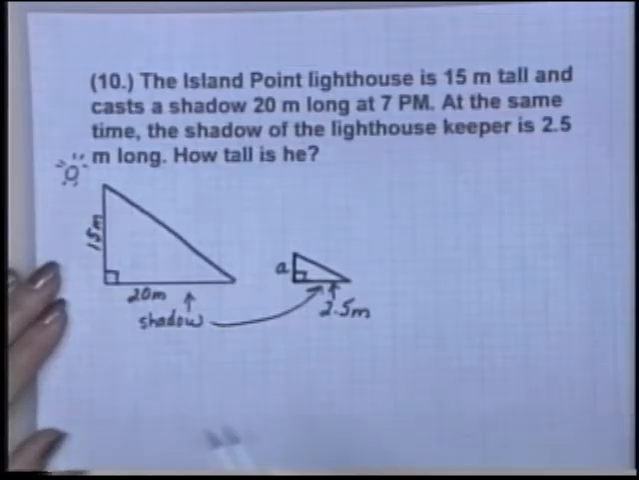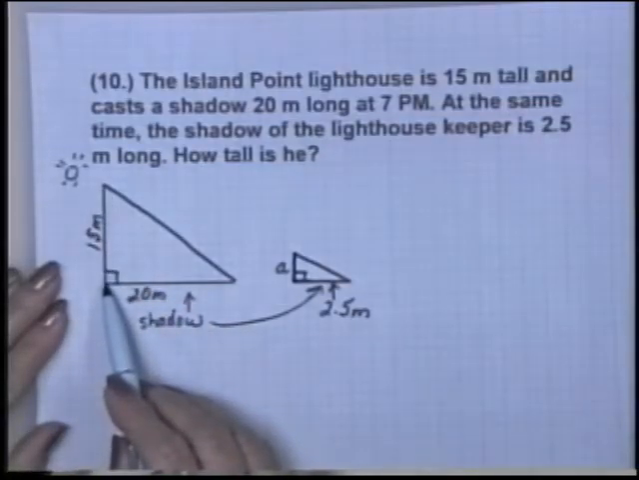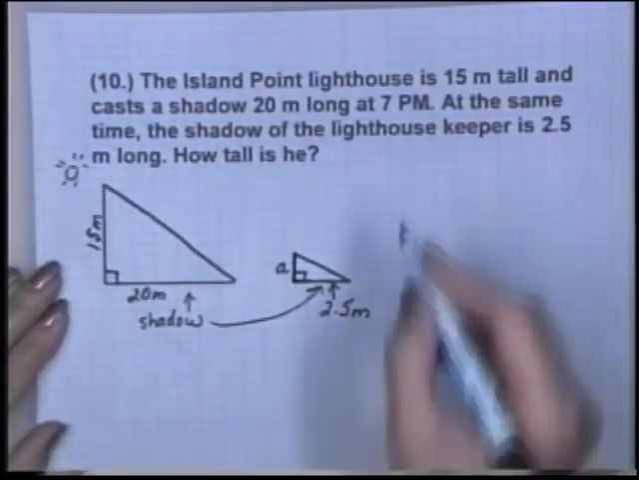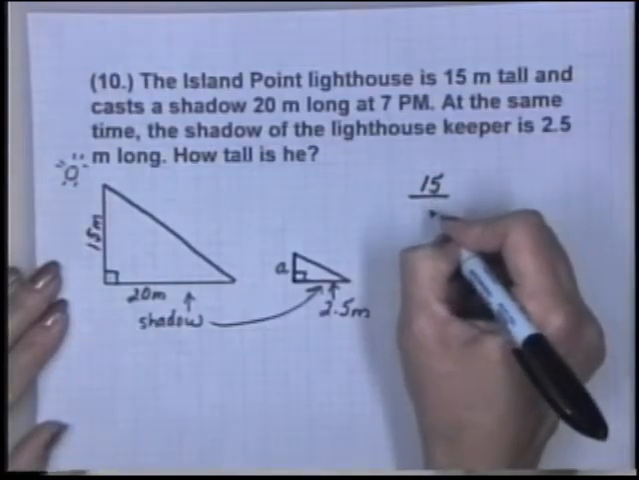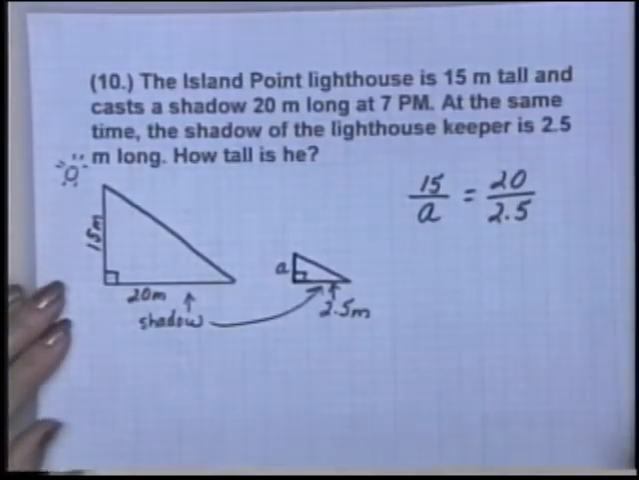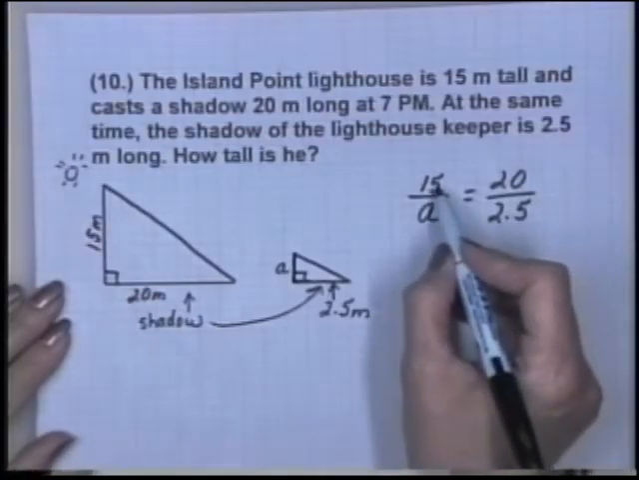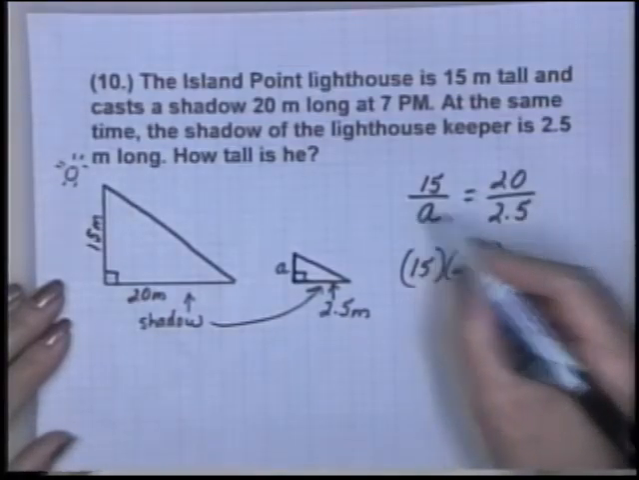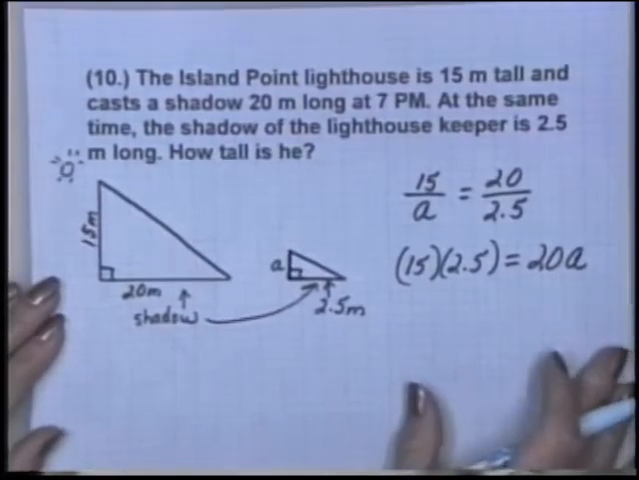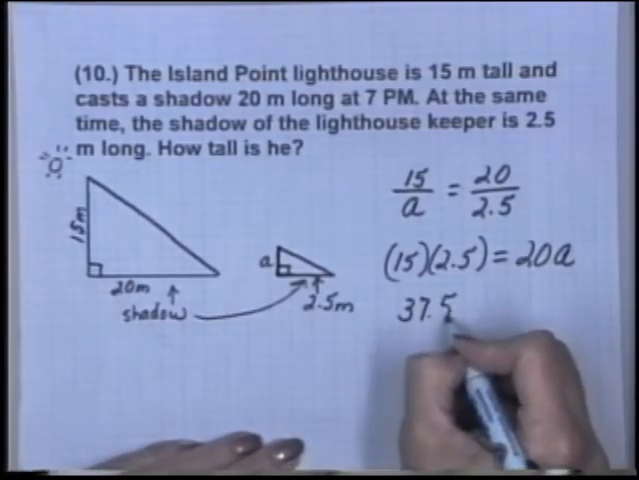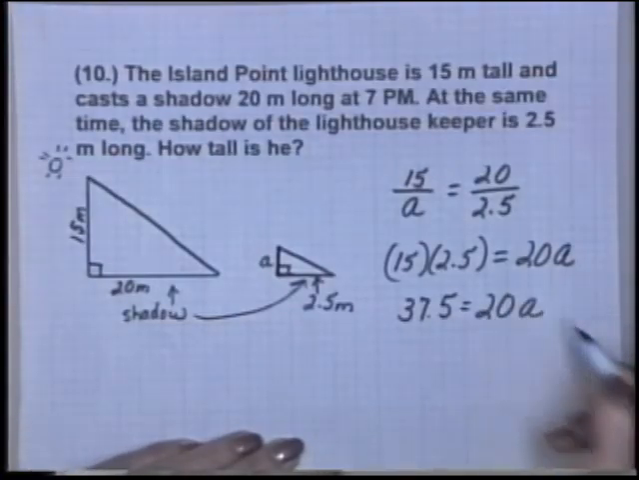Because these are similar triangles, I will set up a proportion using ratios of corresponding sides. The 15 corresponds to the A, the 20 corresponds to the 2 5/10. So for my proportion, I will write 15 is to A as 20 is to 2 5/10. To solve this proportion, I will cross multiply. I will say 15 times 2 5/10 equals 20 times A. When I multiply 15 times 2 5/10, I get 37 5/10 equals 20 times A.